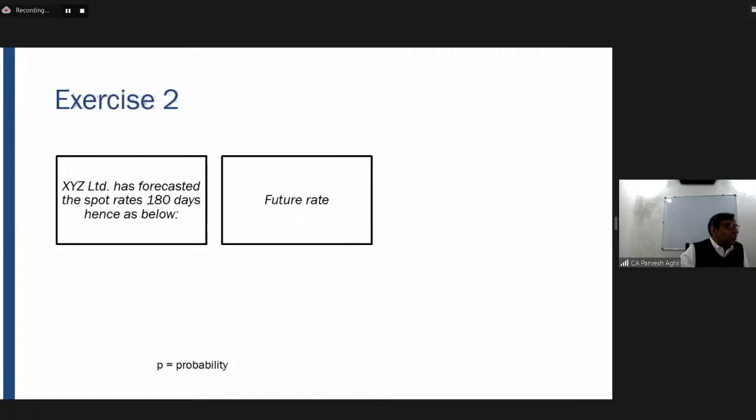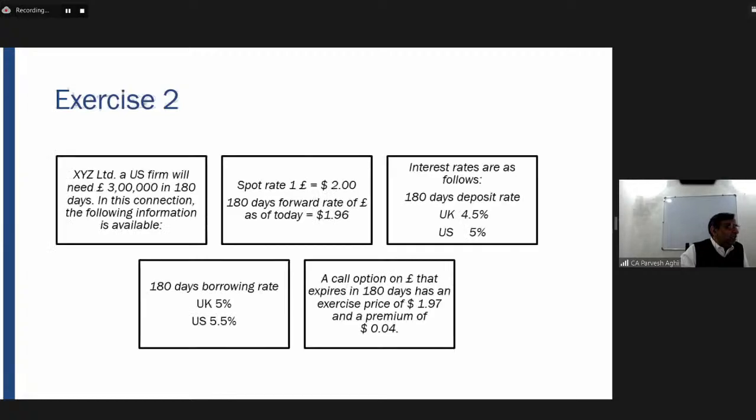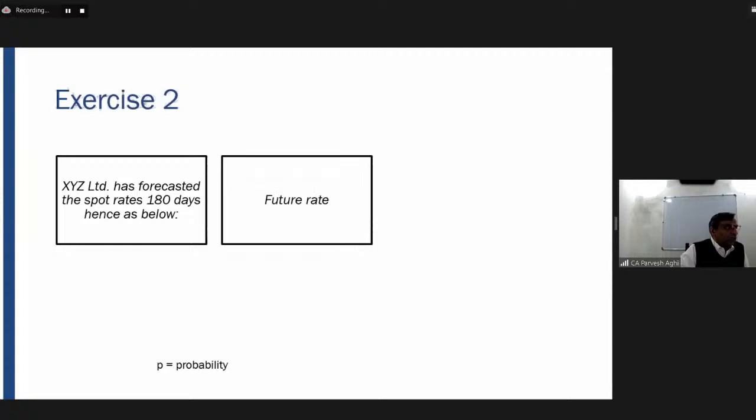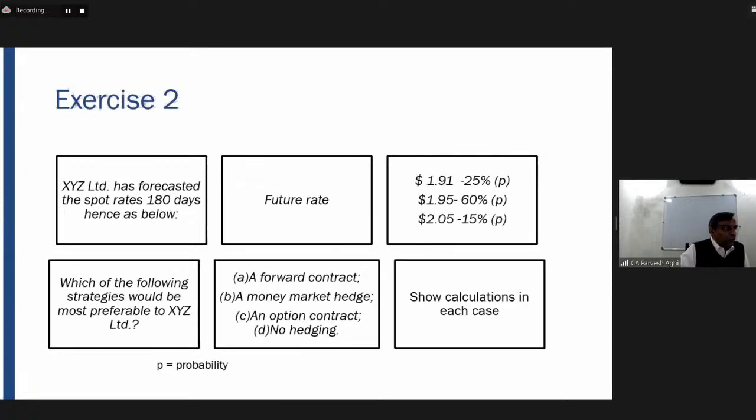If you look at this, this guy is basically an importer. He has to make a payment. XYZ, the US firm, will need 3 lakh pounds in 180 days. So they have to find out how much in dollars they are going to pay under each situation: a forward contract, a money market hedge, an option contract, or no hedging.